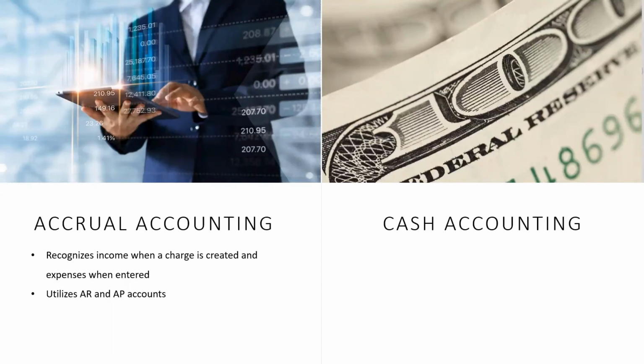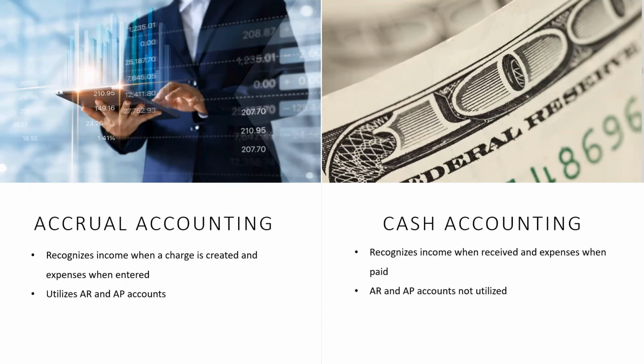Since accrual accounting is tracking income and expenses as they're being entered, it requires an AR account to track how much money is still owed to you and an AP account to track how much you or your property management company owes.